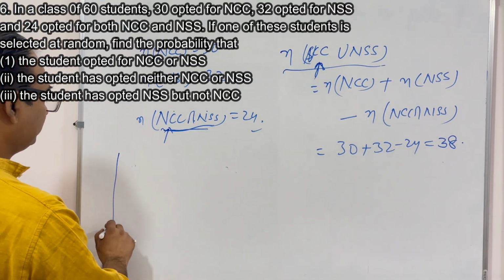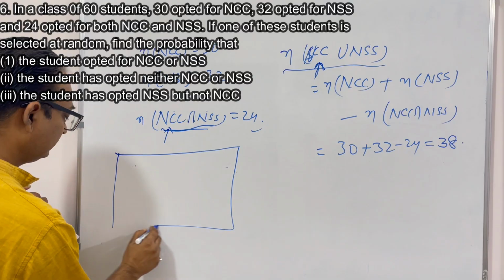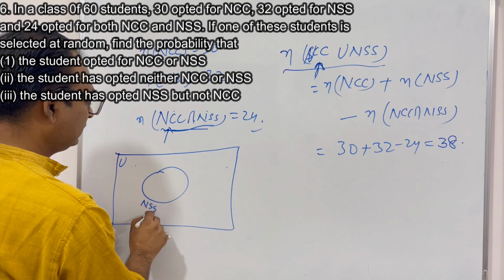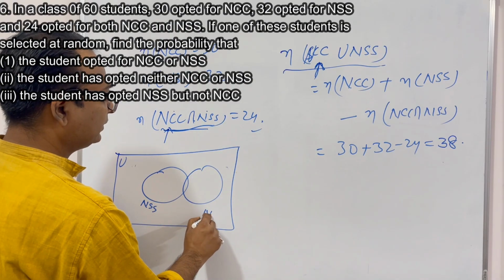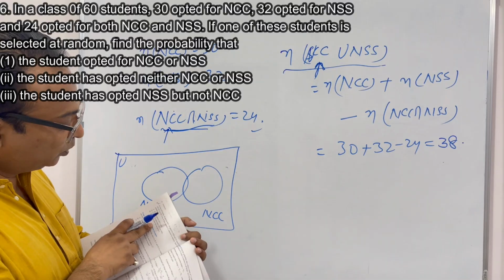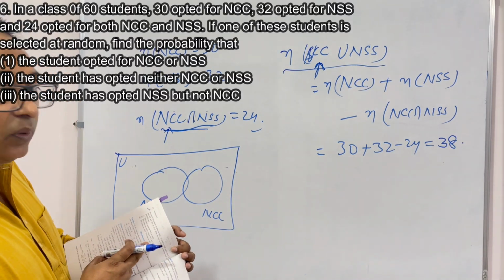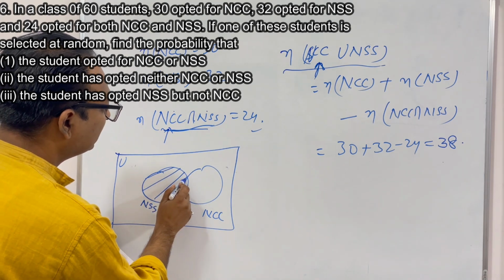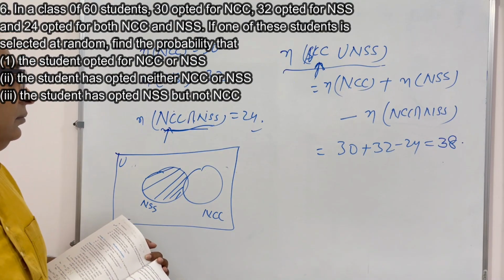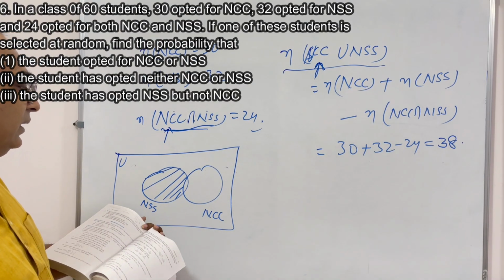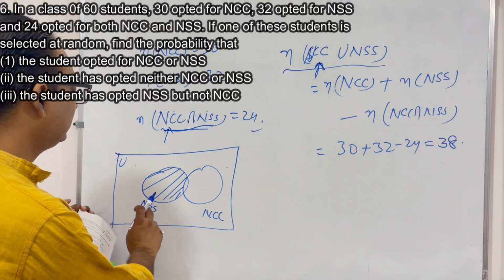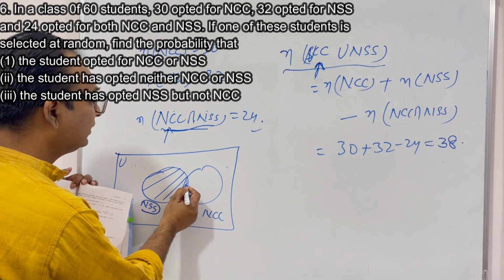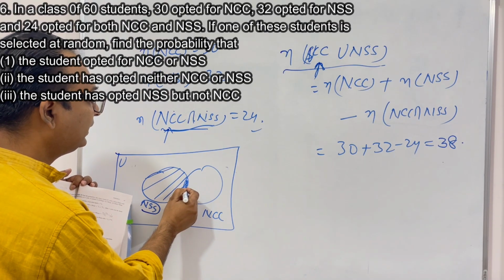Let's see the Venn diagram. This is the universal set. Let this be NSS. Let this be NCC. Now it says the student has opted for NSS but not NCC. That is this part, which is NSS minus NCC. How can we get this value? We will get it by NSS minus this part, which is the intersection part.